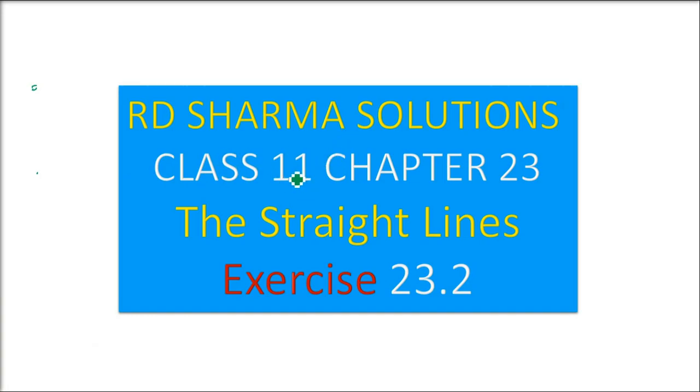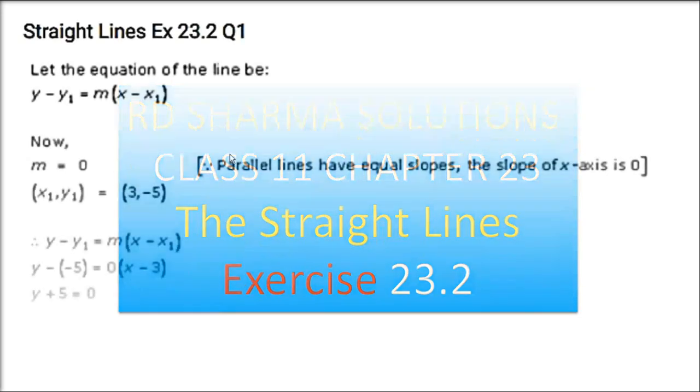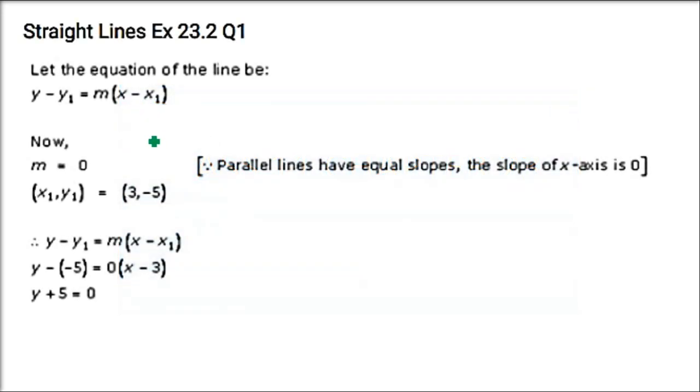We are looking at R.D. Sharma solution, class 11, chapter 23, the straight lines, exercises 23.2. Now here we are being asked to find the equation of the line parallel to x-axis and passing through 3 and minus 5.